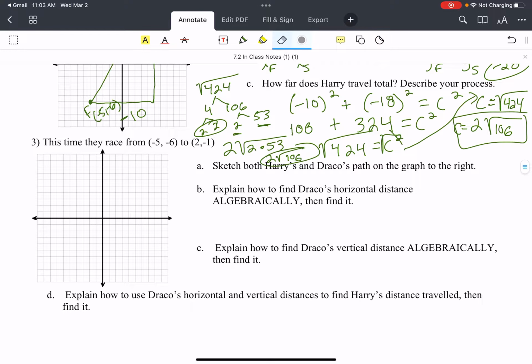So -5, -6. Why does it always do that? Oh. That's my start.